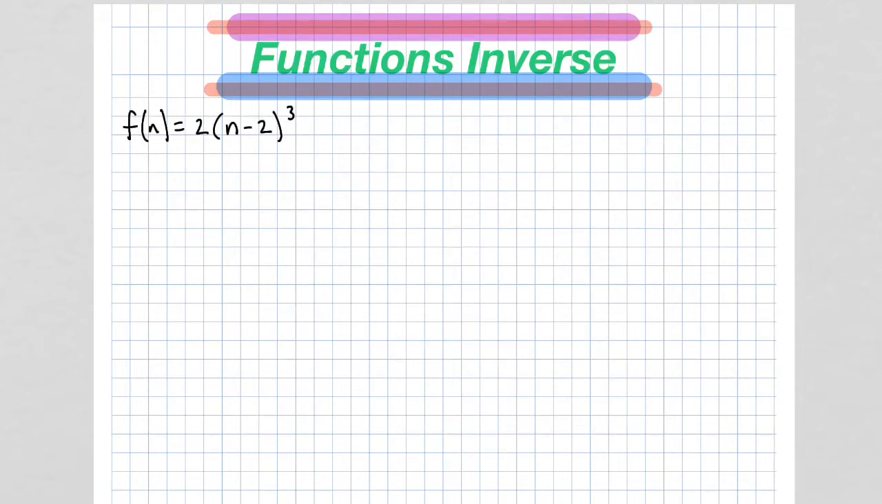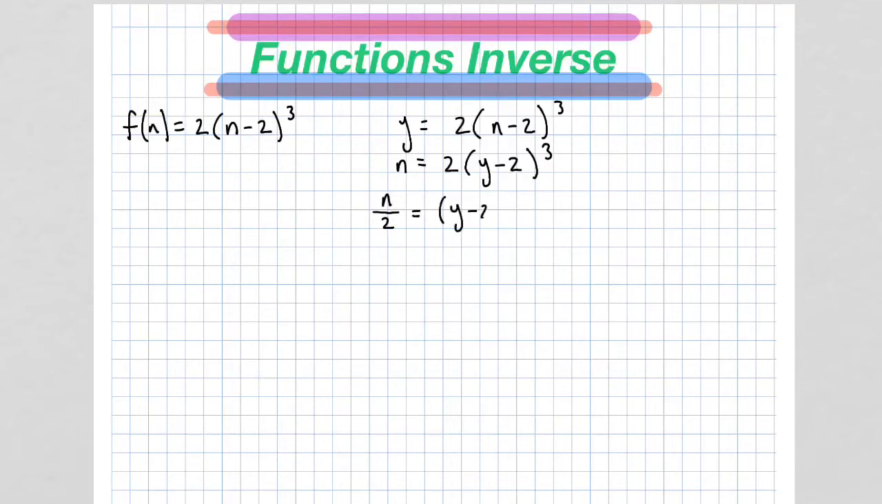Okay, this next one's going to be kind of tough, but let's get through it. So first step, we're going to say y equals 2 times (n minus 2) cubed. Second step, we're going to switch the variables y and n. So now we have n equals 2 times (y minus 2) cubed. Okay, next we want to reverse engineer this term. Here it's being multiplied by 2, so we divide both sides by 2. So we have n divided by 2 equals (y minus 2) cubed.